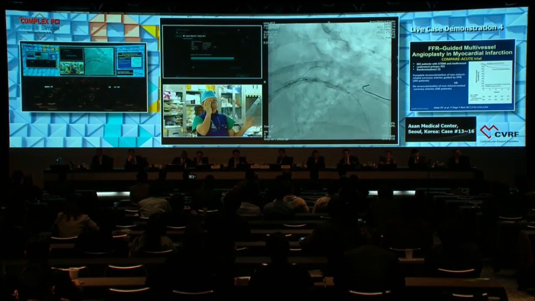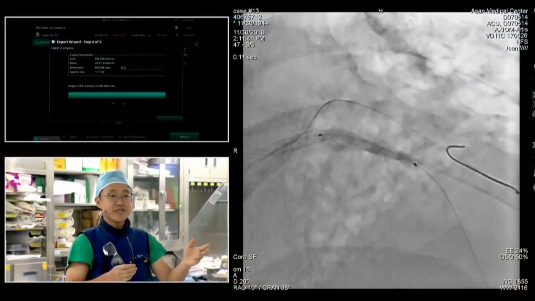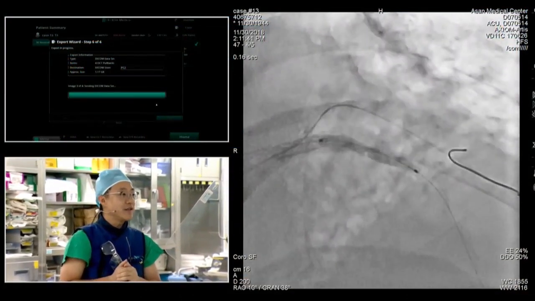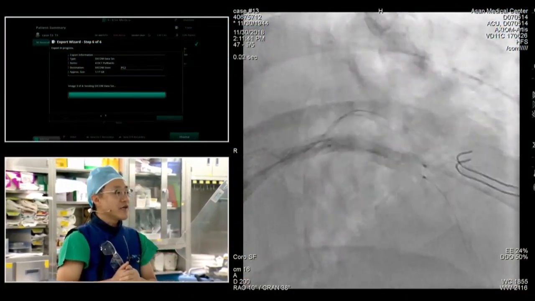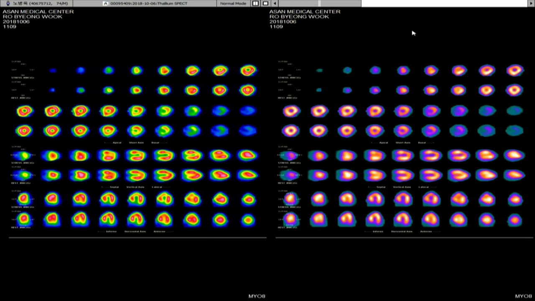Okay, we finished this case already. I'm going to show the thallium scan finding. Can you see the reading of the thallium scan? You can clearly see that. Looking at the thallium scan interpretation by the expert, there is a large size decreased perfusion defect in the apical anterior and apical septal. That is definitely the LAD portion only, definitely.